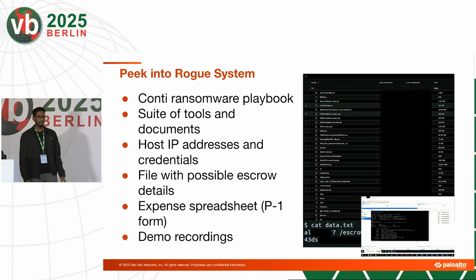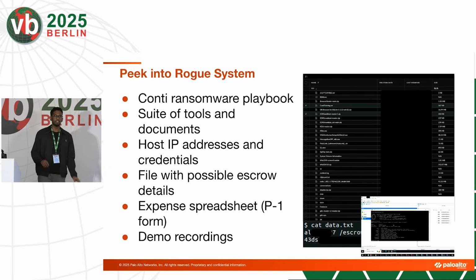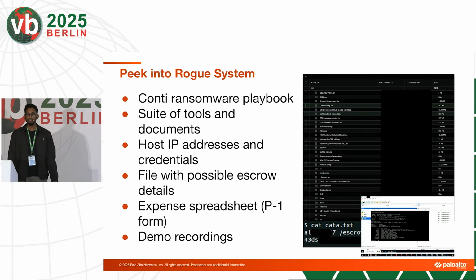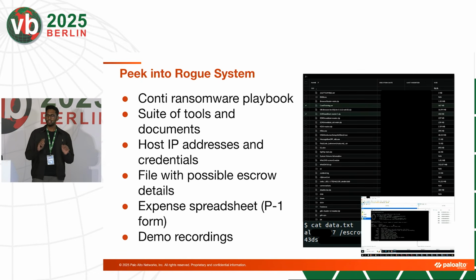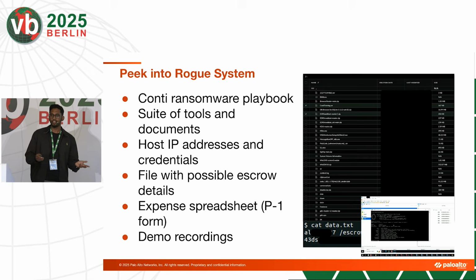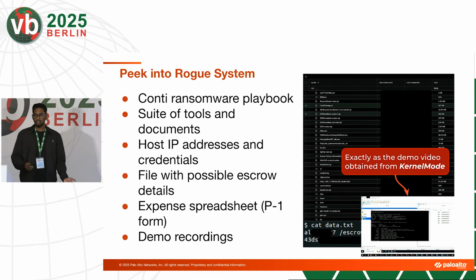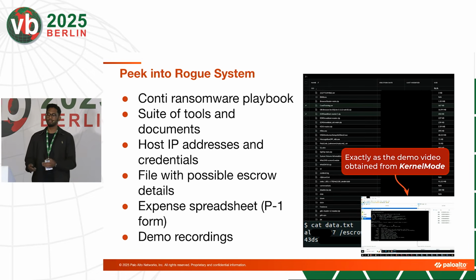We also found a pretty messy text file. It contained IP addresses bundled with what seemed to be host login credentials. And there was another text file with what appeared to contain escrow payment details. We also uncovered a document called the P1 form. And let's keep that in mind because I will soon get back to that. And finally, we came across some demo recordings of EDR bypassing tooling. Turns out they were exactly the same as the demonstration videos that we were able to get from kernel mode.